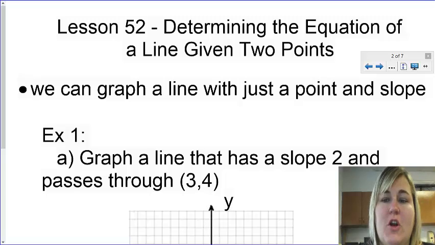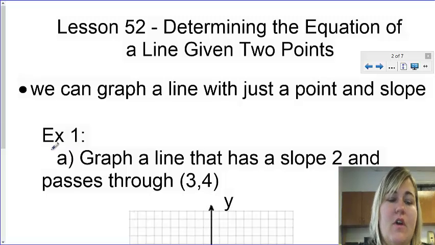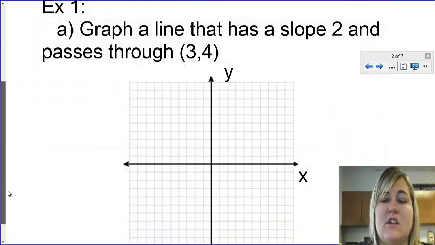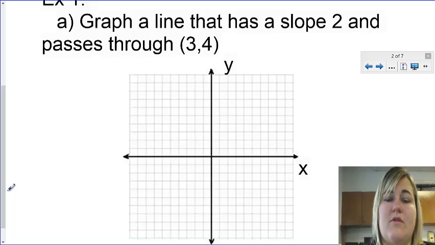Lesson 52, determining the equation of a line given 2 points. We can graph the line with just a point and slope. So, for example 1, it says, graph a line that has a slope of 2 and passes through (3, 4).